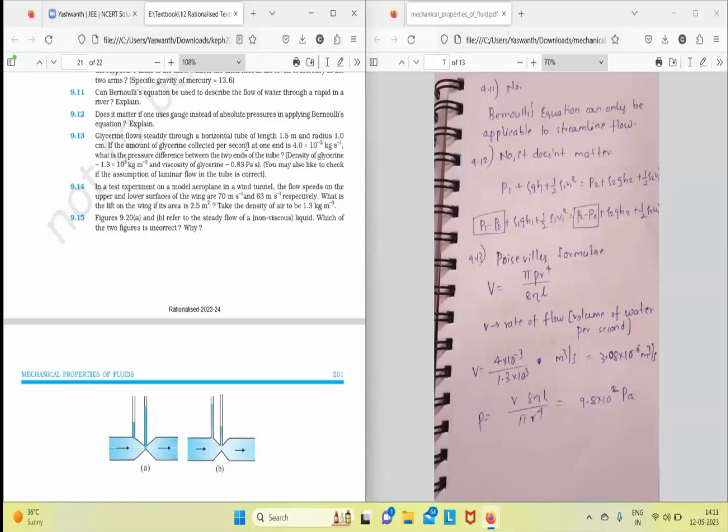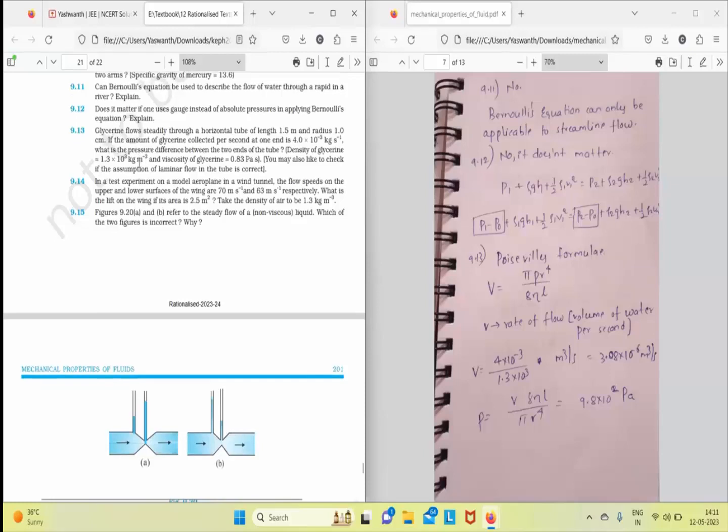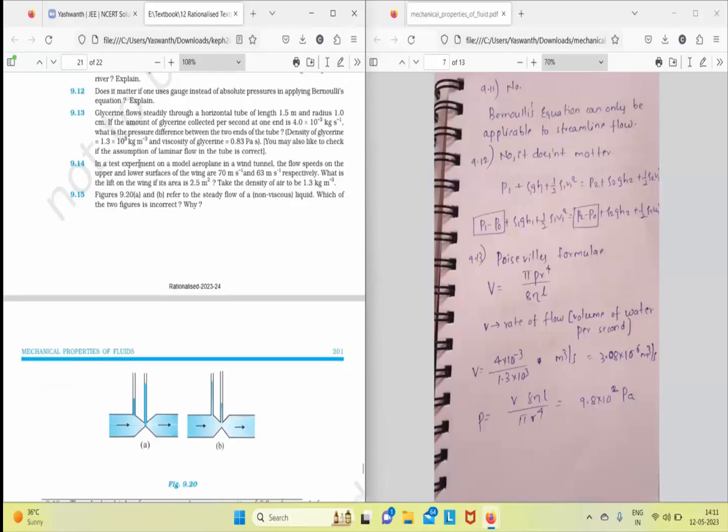That is, in 1 second, 4 into 10 power minus 3 kgs of glycerin is getting collected at one end. And he also gave the density of glycerin as 1.3 into 10 cube kg per meter cube. So density is nothing but mass by volume. Using density and the mass, you can find the volume which is getting collected in 1 second. That is, volume will be mass by density. What we need to find is the pressure difference between the two ends of the tube.